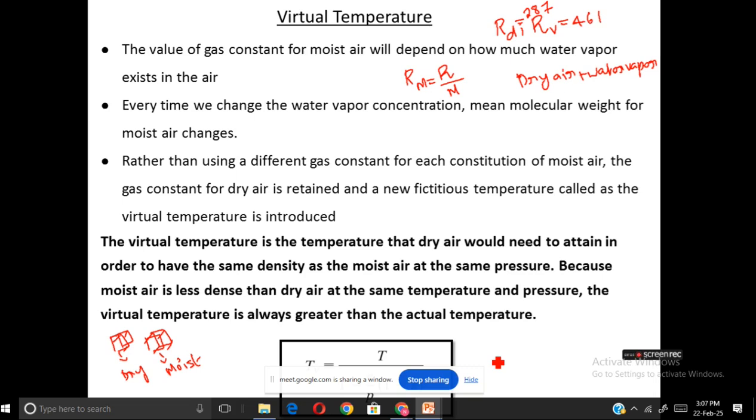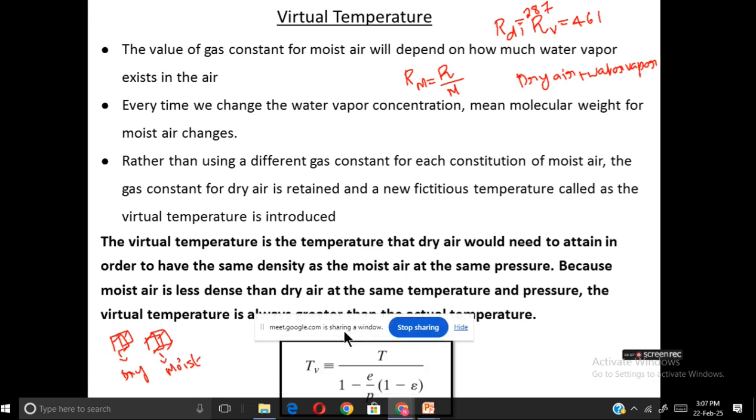I also told you that this is the equation for the virtual temperature: Tv is equal to T divided by 1 minus E by P into 1 minus epsilon. So today we will start with deriving this equation for the virtual temperature.